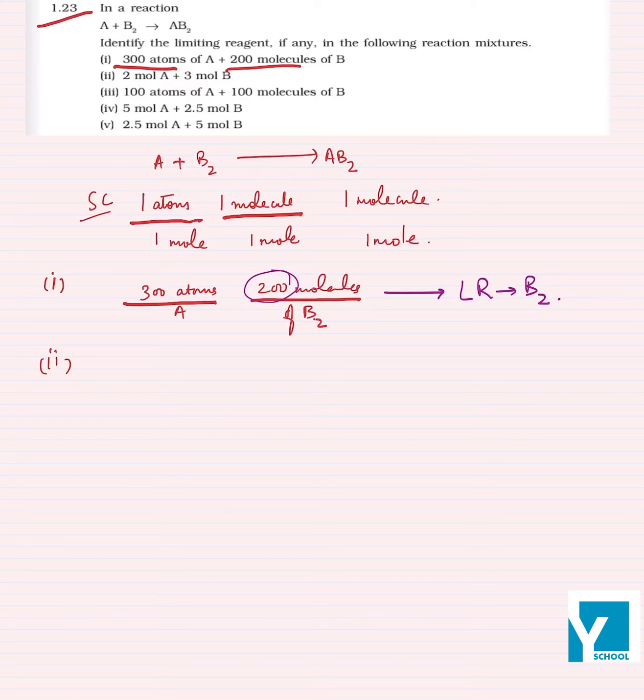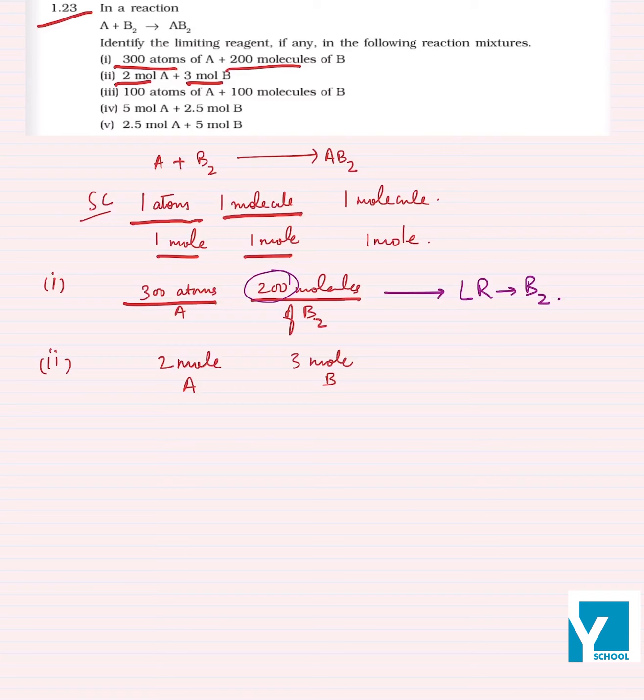part says that 2 moles of A reacts with 3 moles of B. So stoichiometry क्या कह रही है? First of all let us write the question. 2 moles of A react कर रहे हैं 3 moles of B के साथ. अब स्टोकियोमेट्री क्या कह रही है? स्टोकियोमेट्री कह रही है कि 1 मोल जो है वो 1 मोल के साथ कंबाइन करता है. 1 मोल ऑफ A combines 1 मोल ऑफ B.